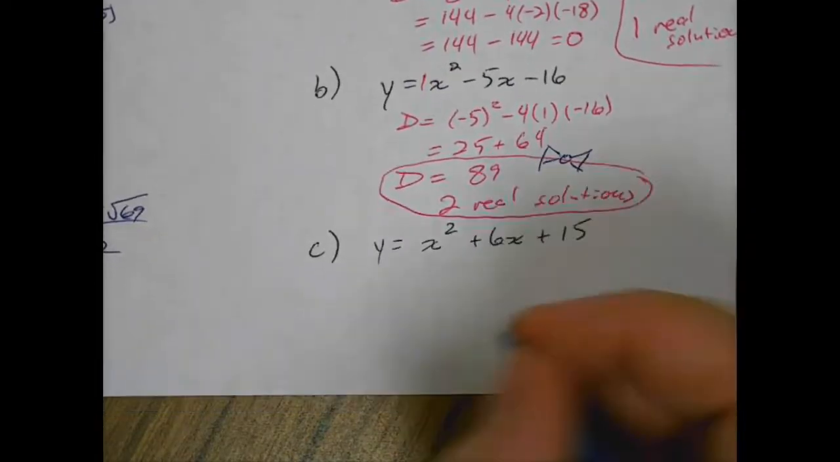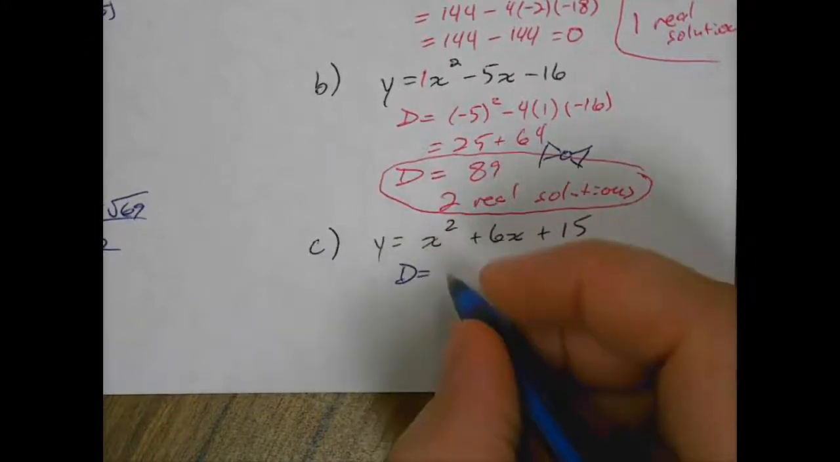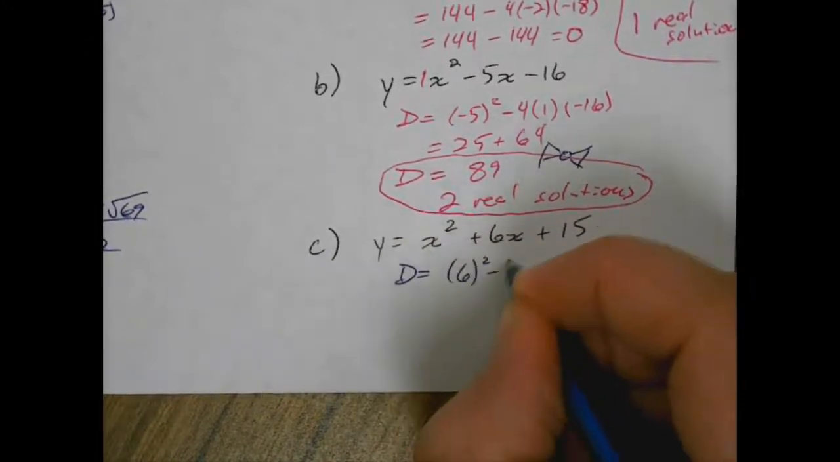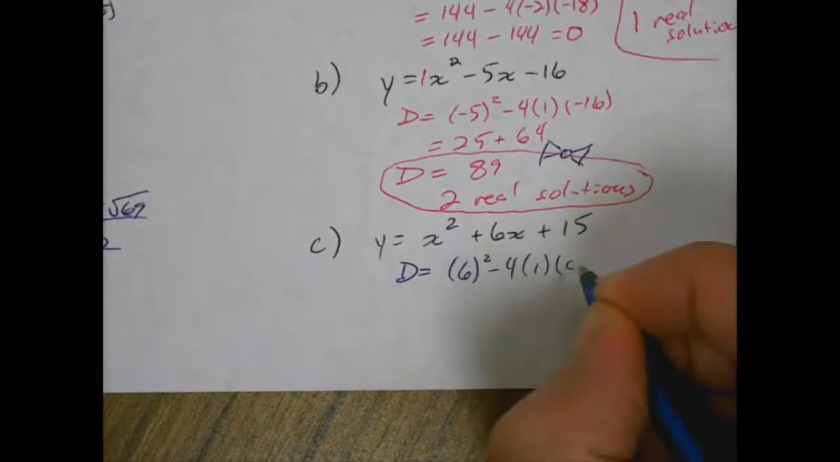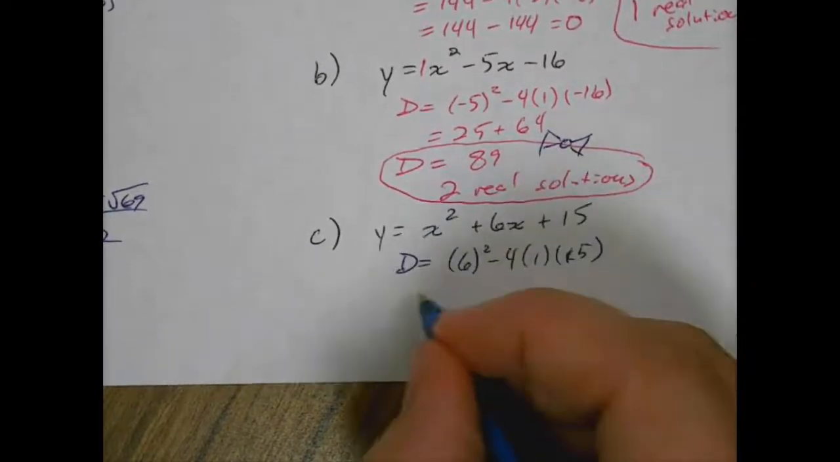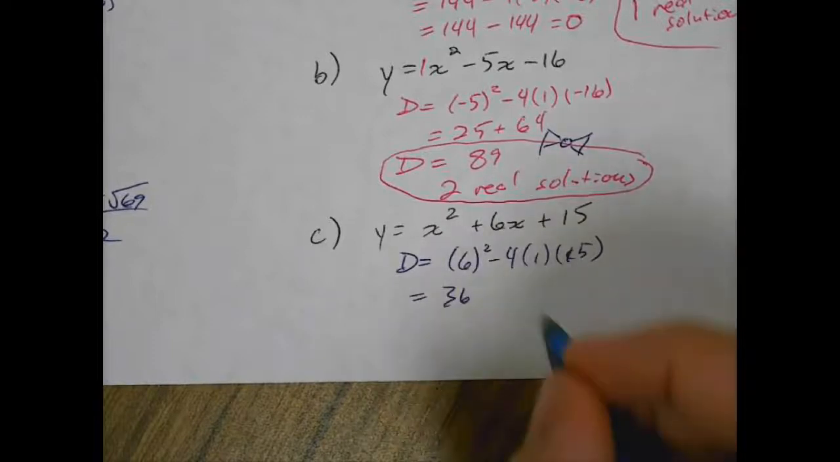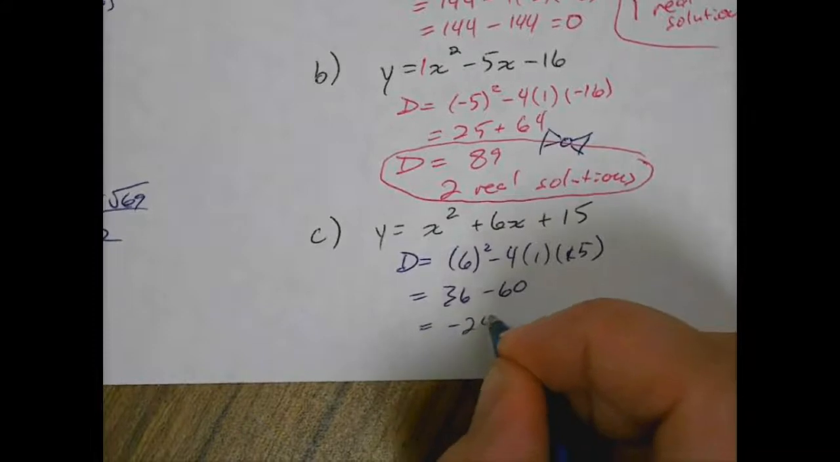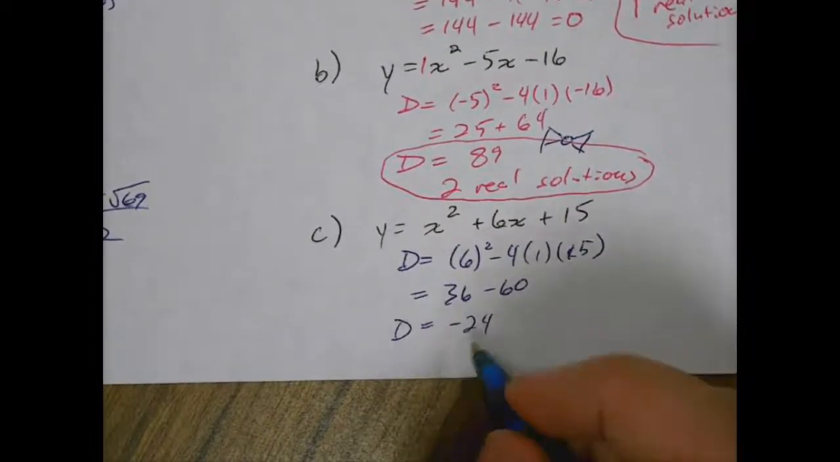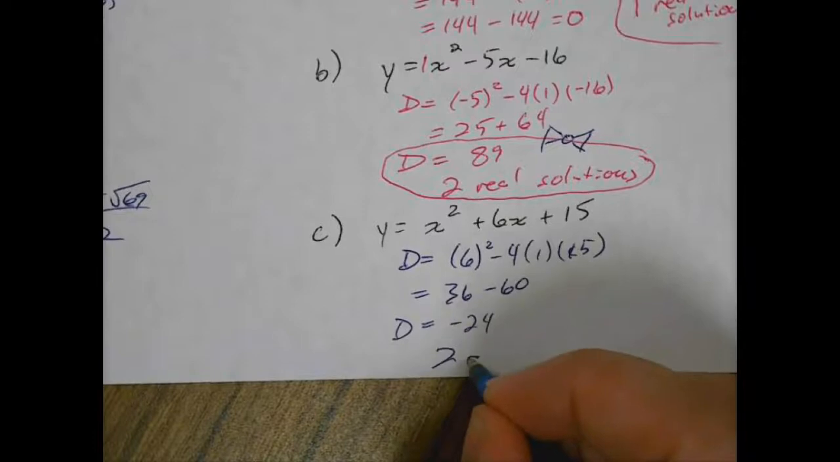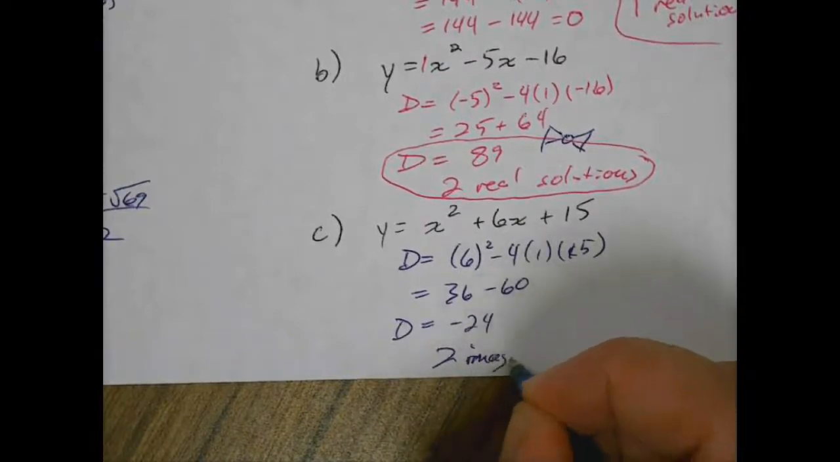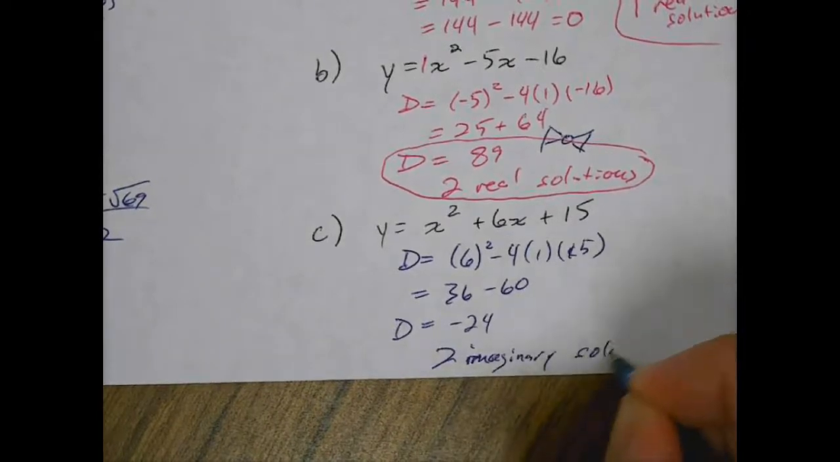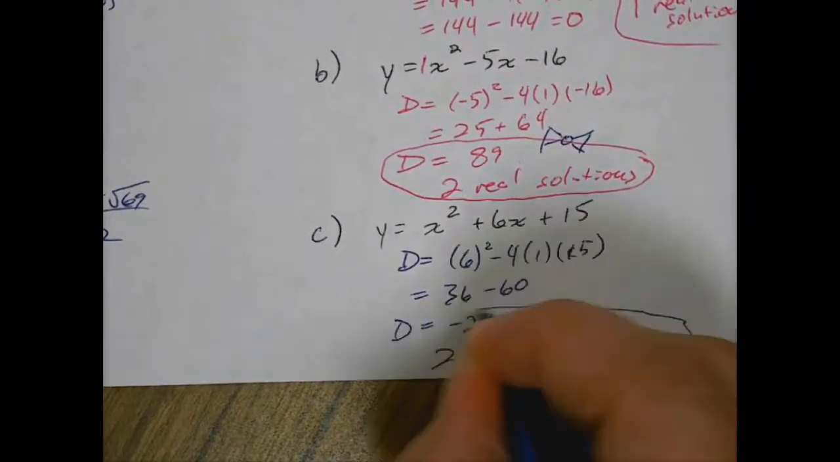All right, same idea. We need to find the discriminant. It is b squared, so 6 squared, minus 4 times a times c. So we have 36 minus 4 times 15, which is minus 60. So in this case, we would have the discriminant is negative 24. Since it is less than 0, that tells us that we will have two imaginary solutions. Cool, that's really all there is to it.